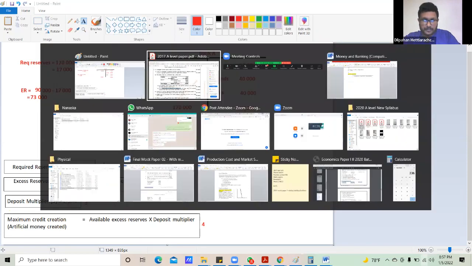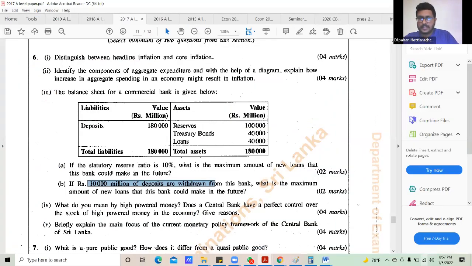So the question asks about the new loans. This bank can grant 73,000 after the withdrawal of 10,000, right? Okay. So what conclusions can we come up with? If there is excess reserve of a single bank, that is the amount they can give as loans in future. If there is a withdrawal, what do we have to do? We have to deduct reserves and deposits both.